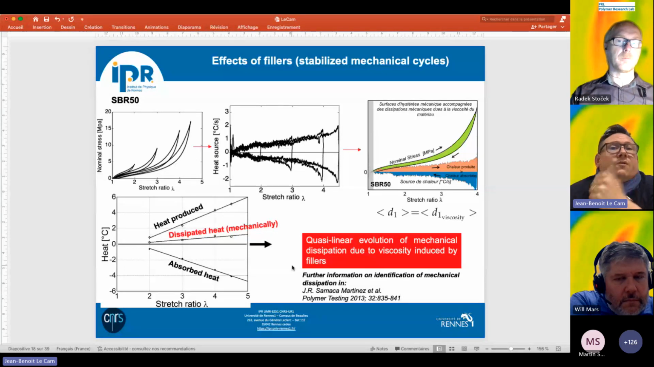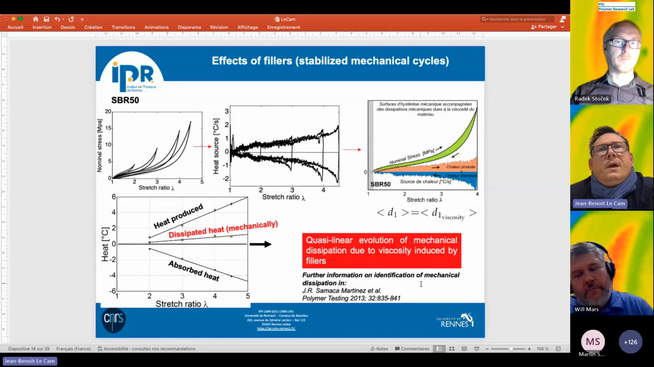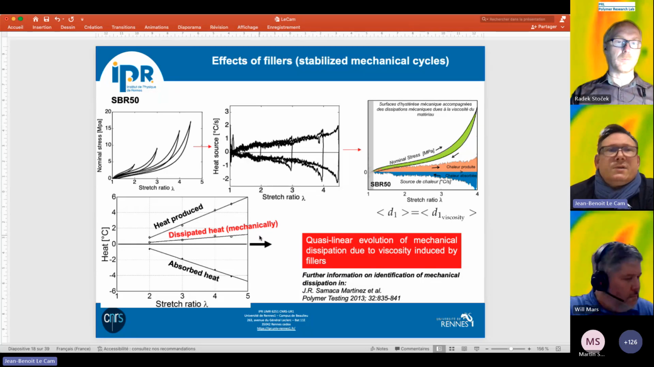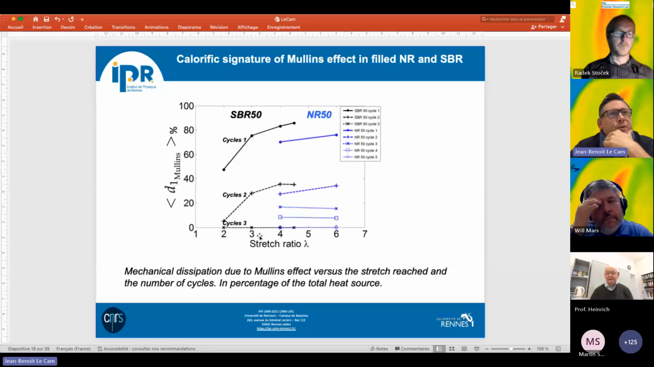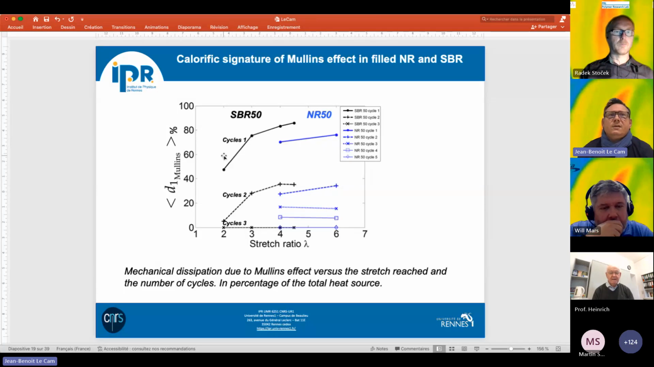Okay, so this is, of course, of importance when we want to compare and to challenge the prediction of models, viscoelastic models in particular. And as we removed the Mullins effect from the previous analysis, we can consider that the Mullins effect during the first cycles is the total intrinsic dissipation minus the intrinsic dissipation due to the viscosity, because the unloading paths are the same, whatever the number of cycles considered at a given stretch ratio.